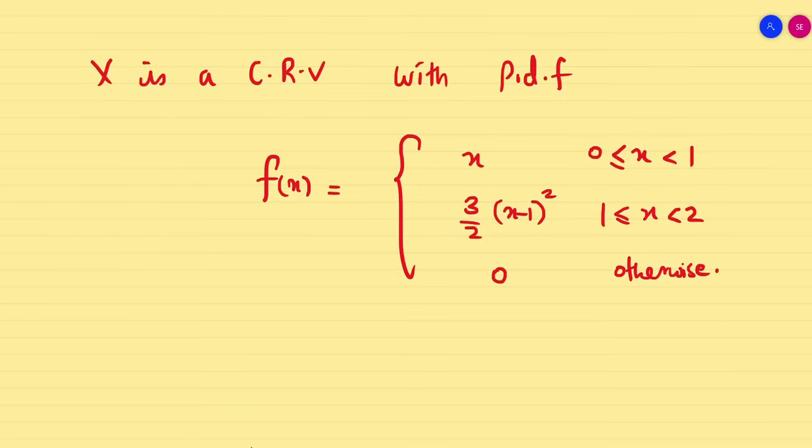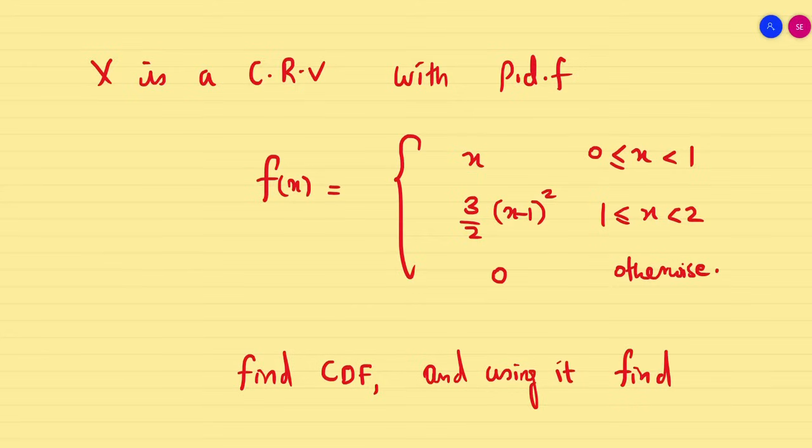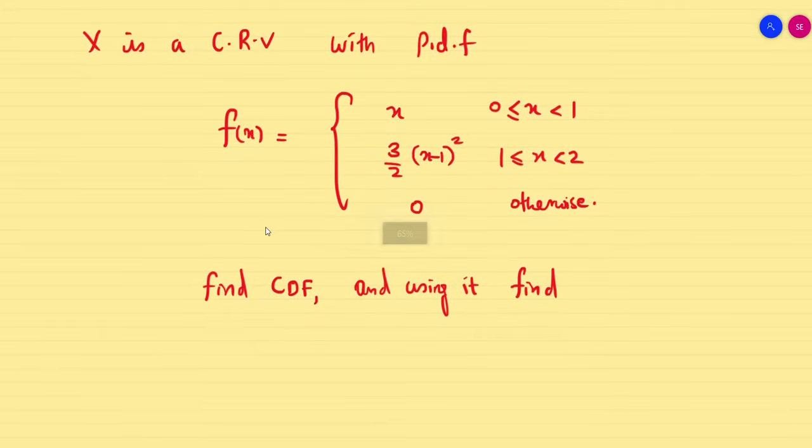So that means my data lies between 0 and 2. If it is greater than 2, it is 0. If it is less than 0, it is 0. Now what we have to find? We have to find the cumulative distribution function, and using it, find some probabilities, such as for 3 by 2 less than x less than 5 by 2. We'll do them one by one. So remember the properties we just saw before. We are going to solve the problem using that.